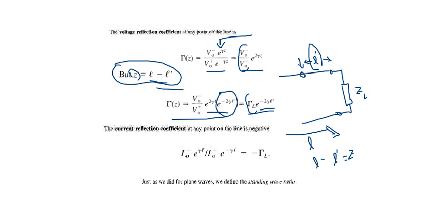Now the current reflection coefficient, like the voltage reflection coefficient at any point, we can define in the same way by I0 minus into e raised to gamma L upon I0 plus into e raised to minus gamma L, and this comes out as the voltage reflection coefficient itself, but the difference is the sign. Here the sign of the reflection coefficient for current is negative. It shows that the magnitude is the same but the direction is different, because the current direction is opposite, unlike the voltage.